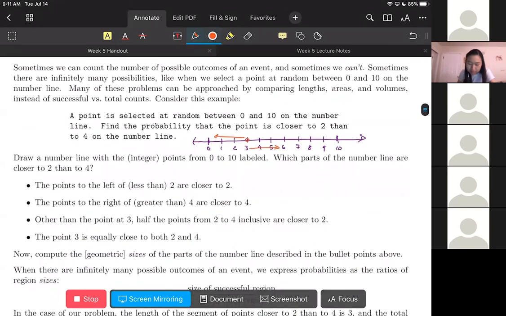We can also reason this through. Anything that's less than 2 is obviously closer to 2. Anything that's greater than 4 is obviously closer to 4. And if we look at anything other than 3, which is equidistant from 2 and 4, anything between 2 and 3 is closer to 2, and anything between 3 and 4 is closer to 4.